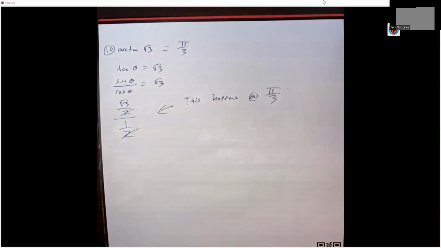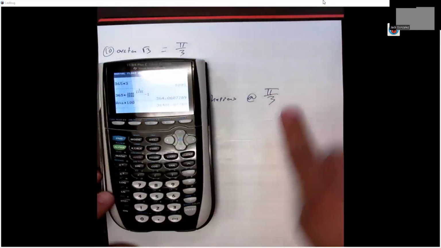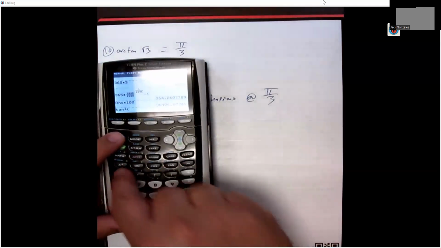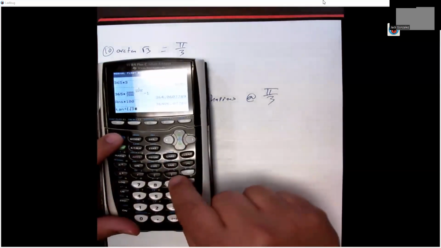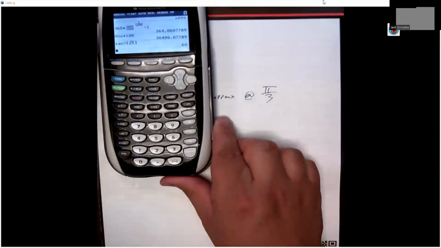That make sense? What if it's not a pi number? If I don't say find the exact solution, then just punch it in your calculator. That's it. Because I tried to do it. So pi over 3 is 60 degrees, right? If you punch it in there, you should get 60.